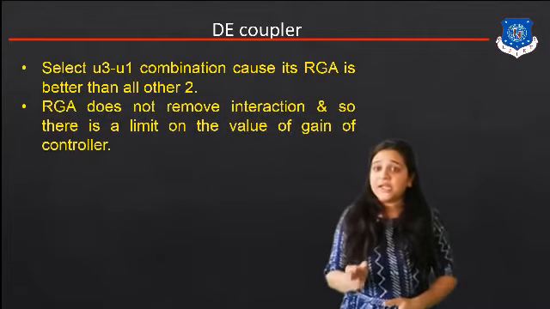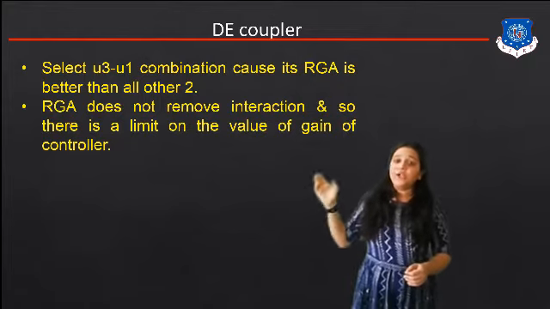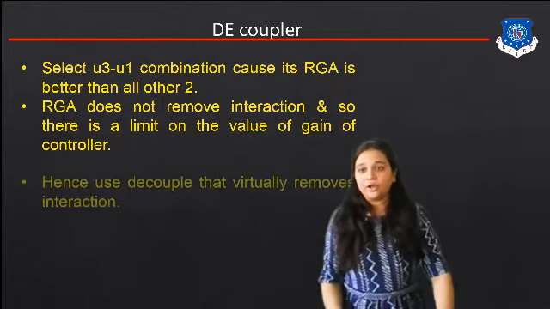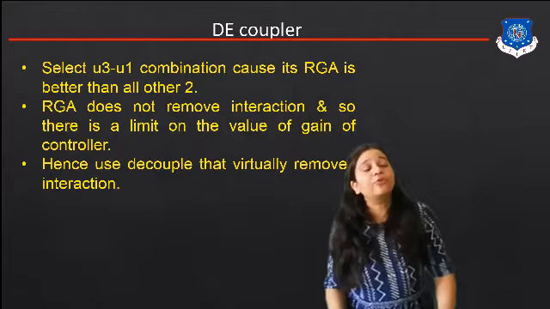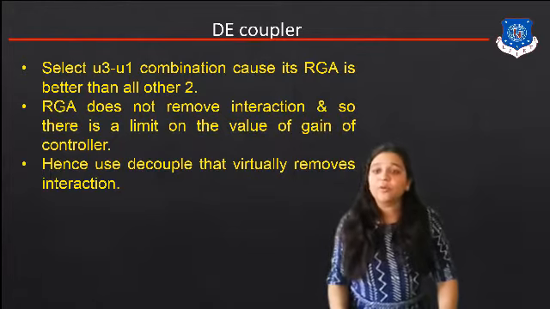So RGA does not remove the interaction, and so there is a limit on the value of the gain of the controller. Hence we have to use the decoupler that virtually removes the interaction.